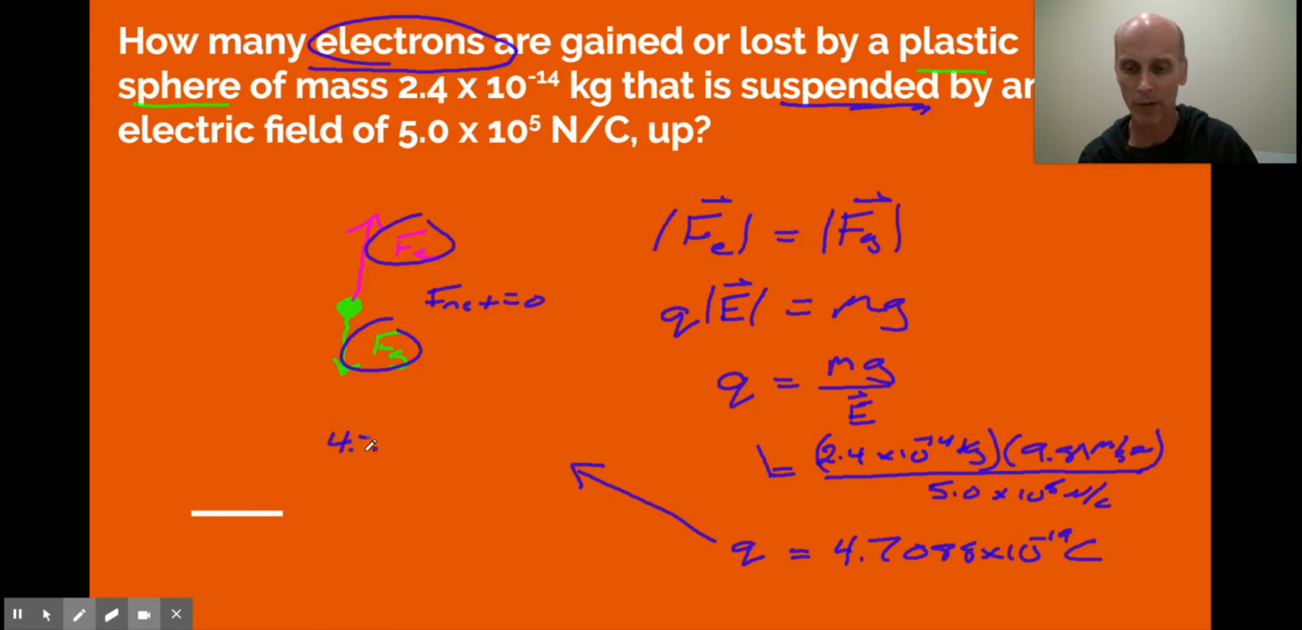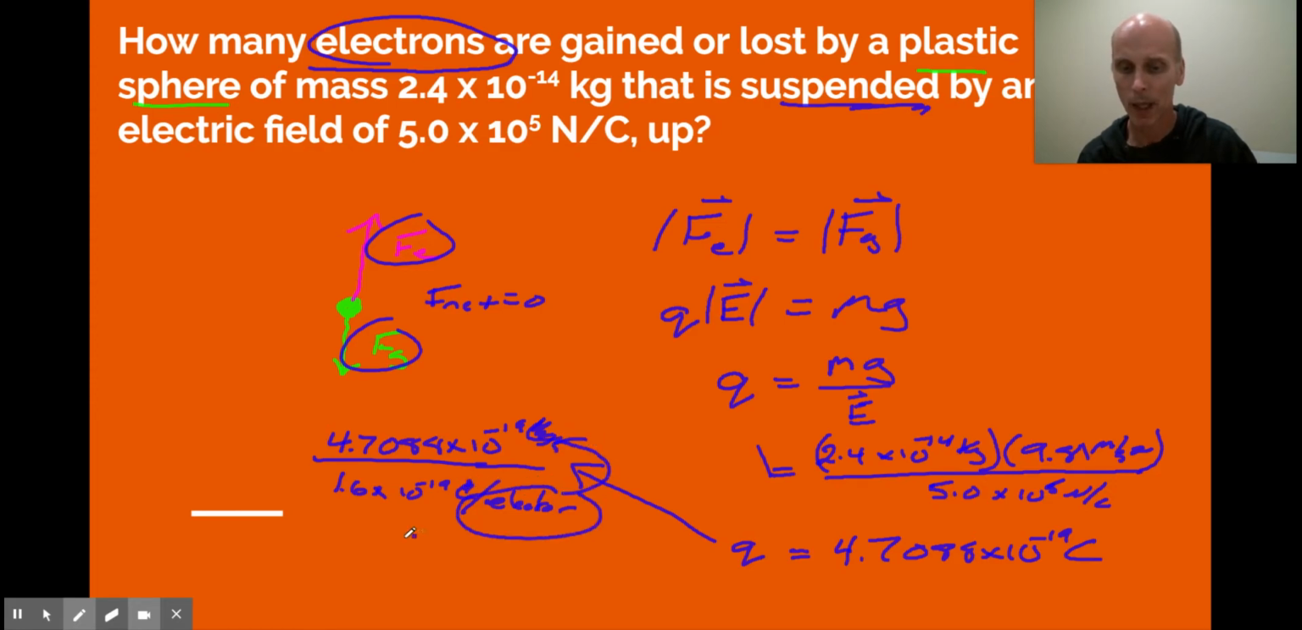If we have a total of 4.7088 times 10 to the minus 19 coulombs, and we divide by the charge on one electron, 1.6 times 10 to the minus 19. If you want to put units in, it's coulombs per electron. And you'll notice if you put your units in, the coulombs will cancel out. The electrons down here will end up on the top, and we'll get our answer in electrons.